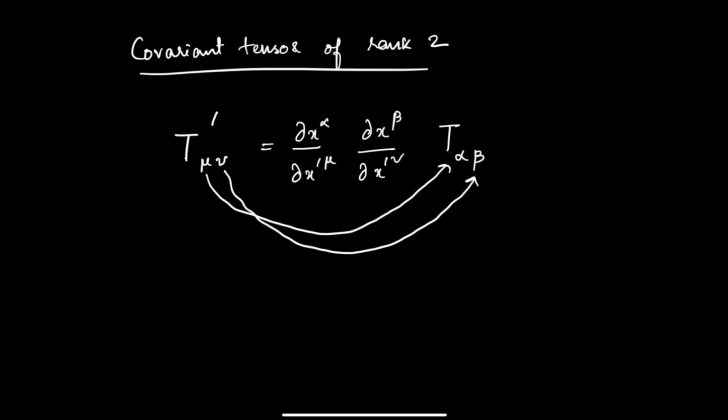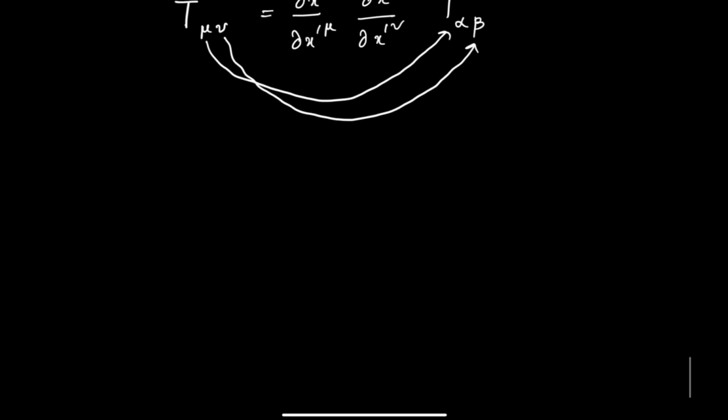Now we can also have mixed tensors: contravariant, covariant and mixed tensor. Mixed tensor in the sense one index can be contravariant and the other index can be covariant. Okay, so depending upon the rank, you can take any number of indices as covariant and any number of indices as contravariant. So it's called a mixed tensor.